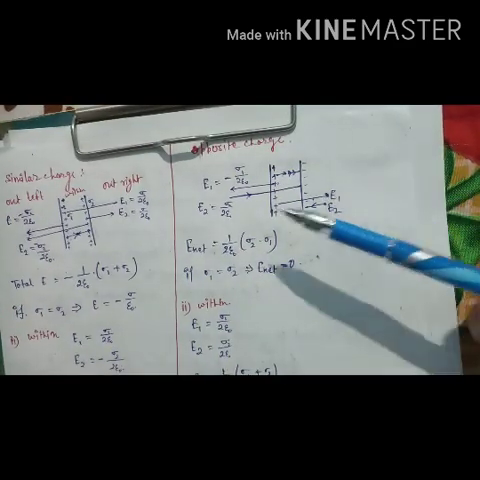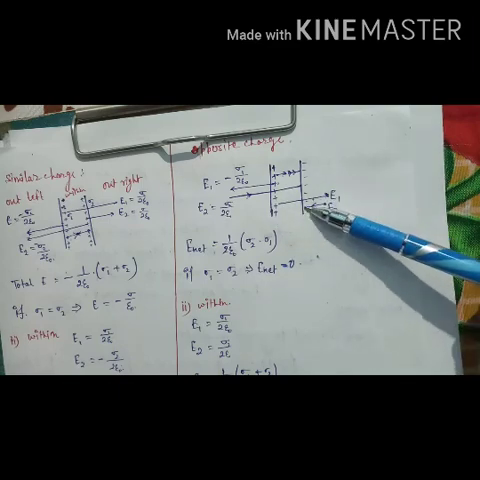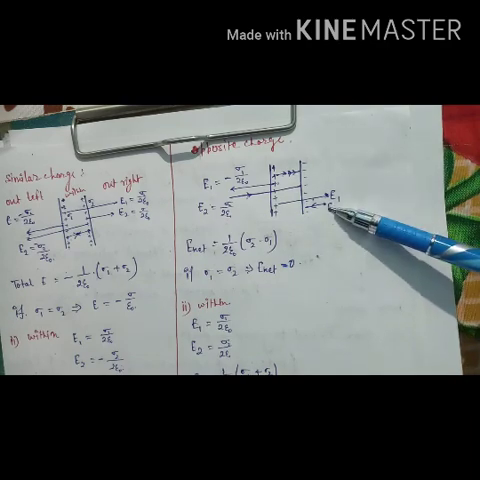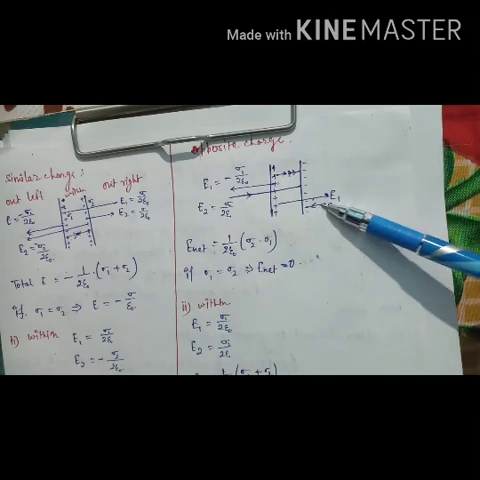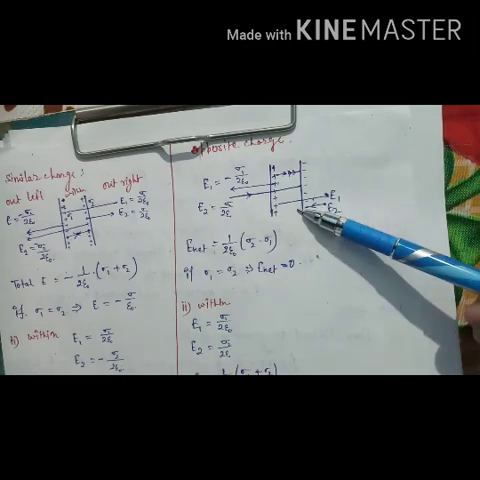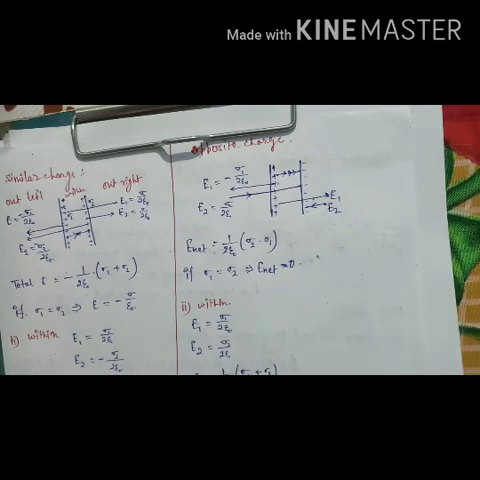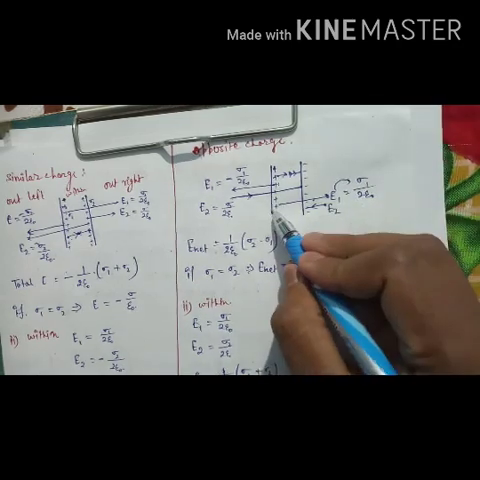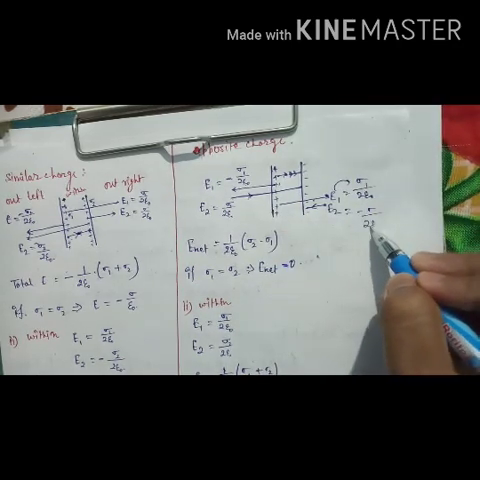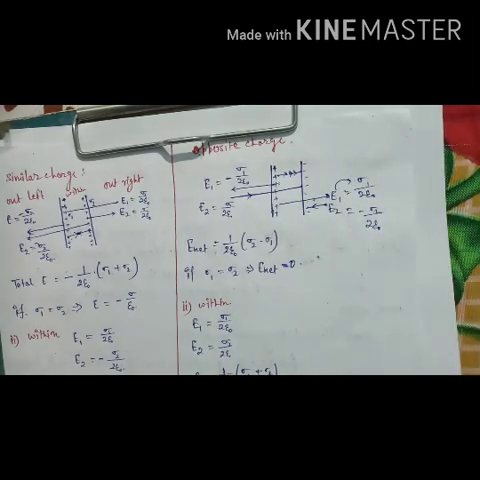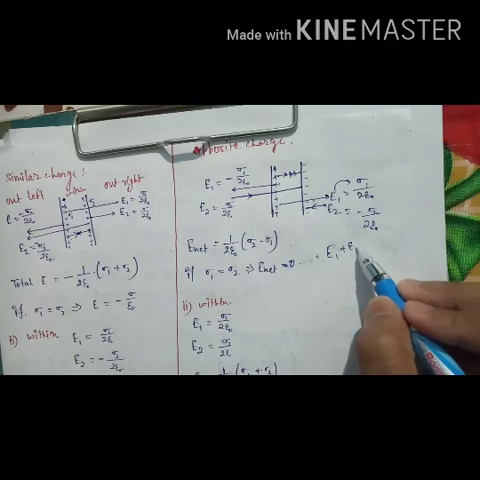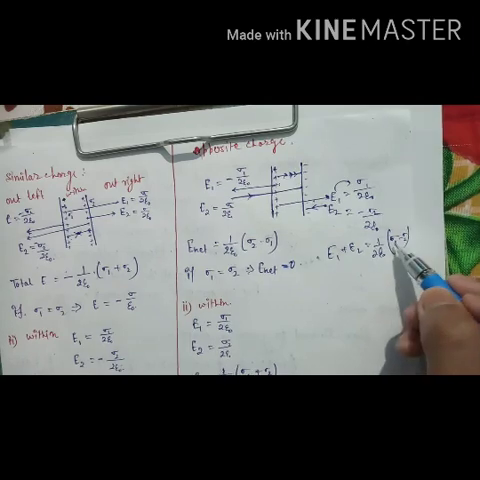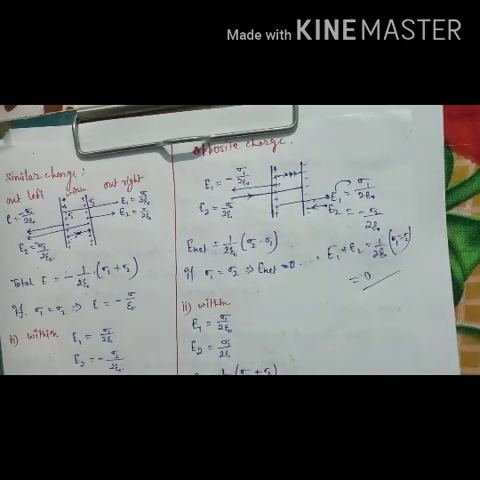E1 is equal to sigma 1 upon 2 epsilon naught. Due to the negative charge, E2 is equal to minus sigma 2 upon 2 epsilon naught. Why do we take the minus sign? Because electric field lines are in this direction, so we take it negative. So we have E net is equal to sigma 1 upon 2 epsilon naught, this is due to the positive sheet, and E2 is equal to minus sigma 2 upon 2 epsilon naught. So net electric field we have E1 plus E2, that is equal to sigma 1 upon 2 epsilon naught taking common, (sigma 1 minus sigma 2). If sigma 1 is equal to sigma 2, then net is 0.